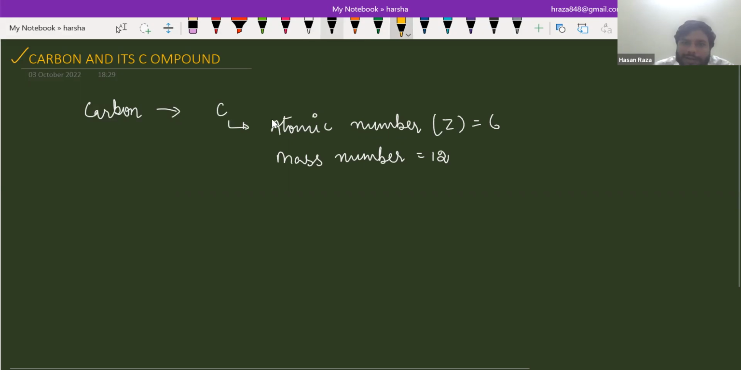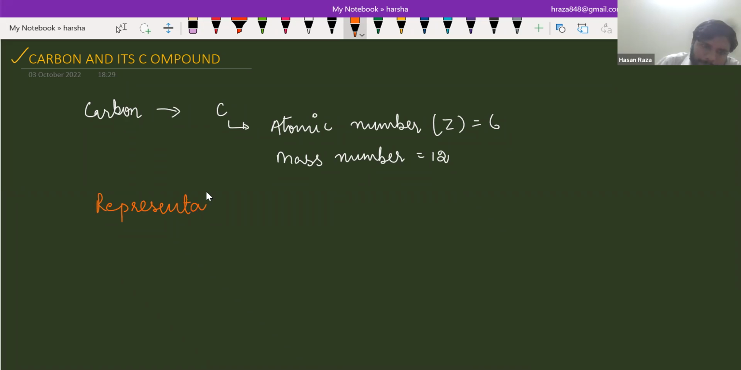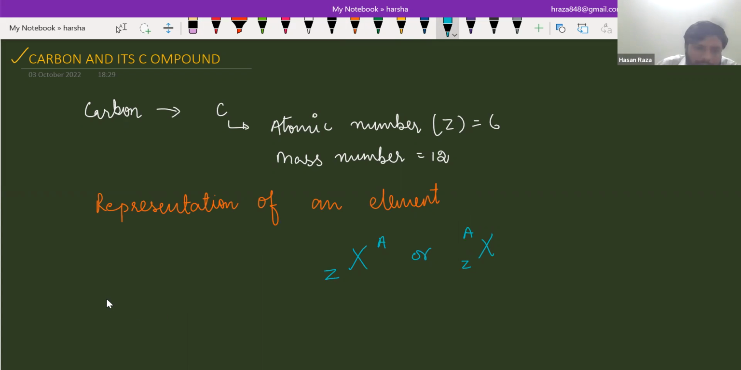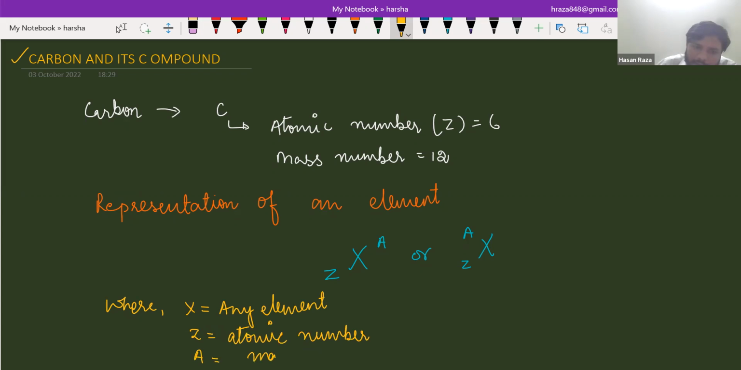First of all, I would like to tell you about the representation of an element. So basically, how are we going to represent an element? If the element is X, Z is written here and A is here. What does this X stand for? X is any element from the periodic table, Z is the atomic number, and A is the mass number. So carbon can be symbolized as carbon with 6 and 12.